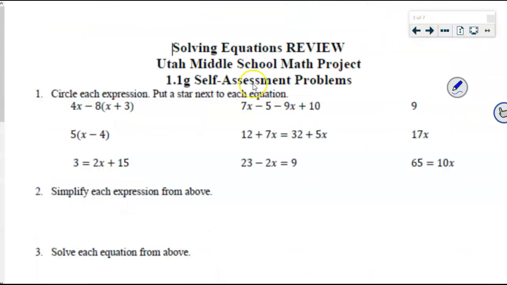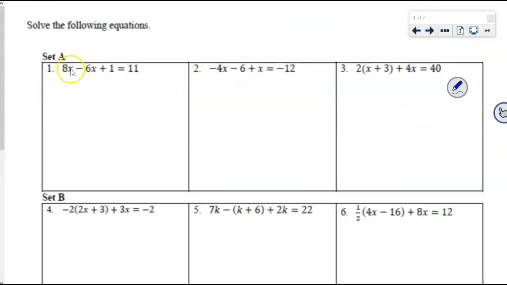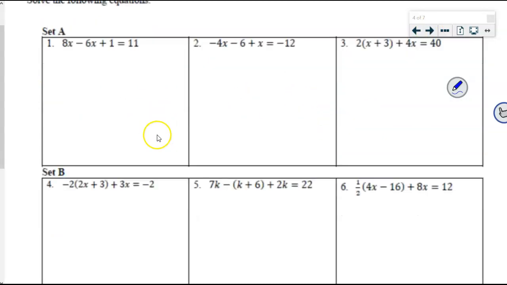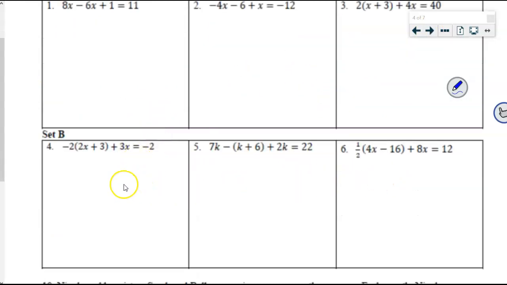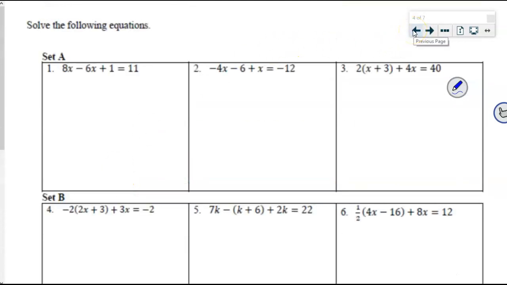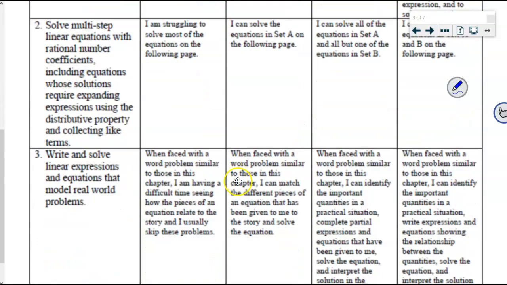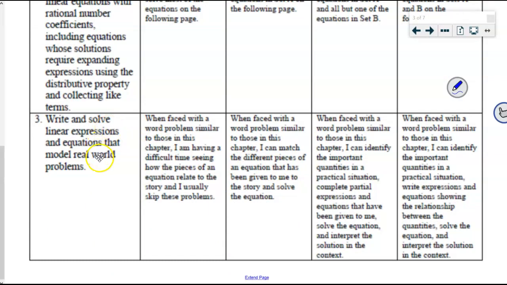What that is referring to there is not just these ones, but if you go to the next page, please turn to the next page, there's the set A that it's referring to. There's the set B that it's referring to. Then we've got some stories below that. So you can probably start guessing, you can check in with yourself, yeah, I feel pretty good about everything I've done, I'm going to rate myself here or there, and then you can confirm it by actually solving those equations that are in set A and B. And the last one is write and solve linear expressions and equations that model real-world problems. I have 2 of those real-world problems. Are you able to do those? Where are you going to rate yourself based on that?